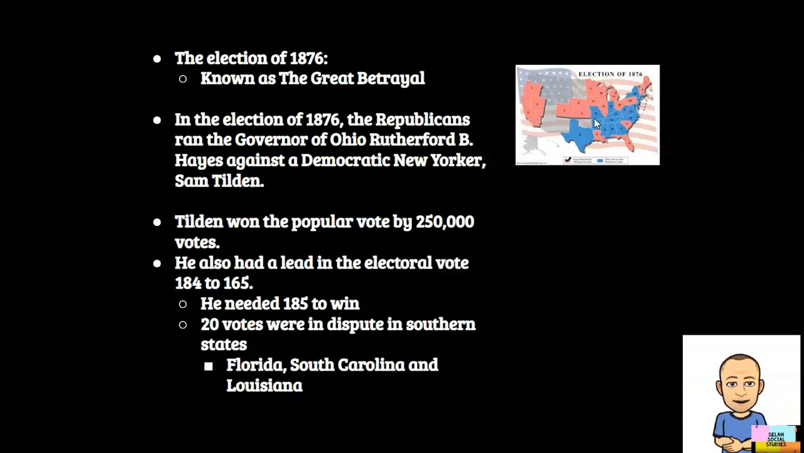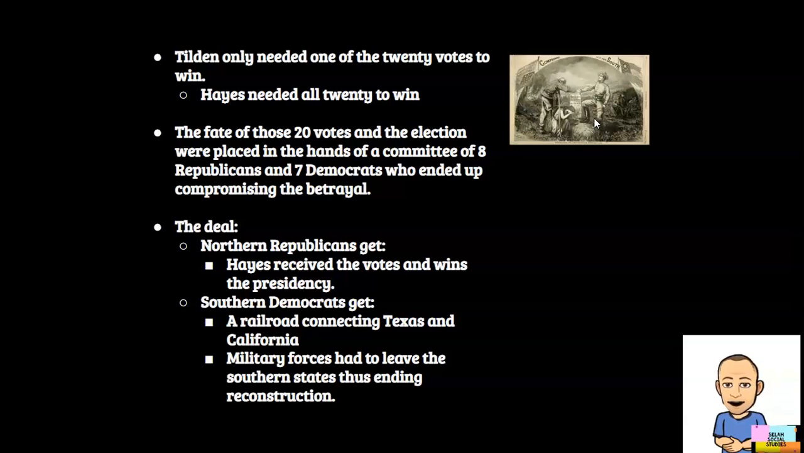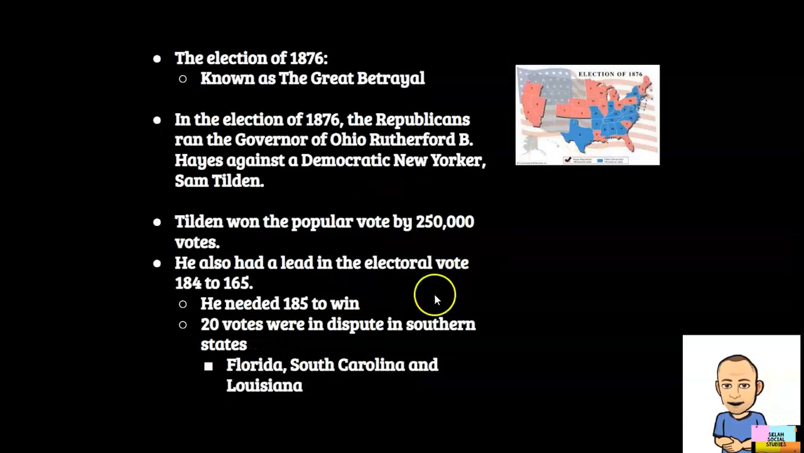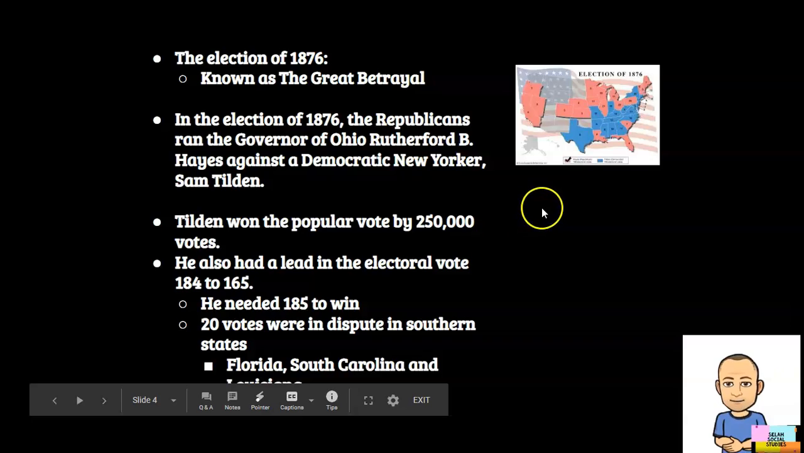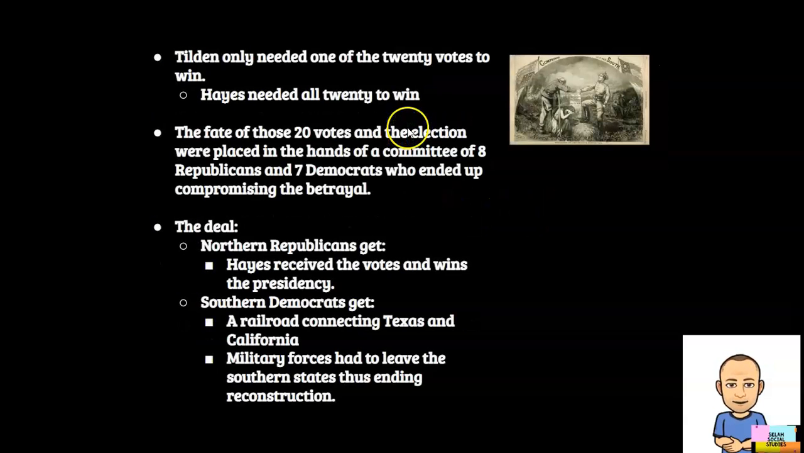Now, three southern states consisting of nearly 20 electoral ballots, which are these states right here, Florida, South Carolina, and Louisiana, had not cast their electoral votes yet because of some disputes. And with Tilden only needing one vote, it seemed that he had the election wrapped up. He would have no problems, and Hayes would need to win all 20 of those votes to win the election.